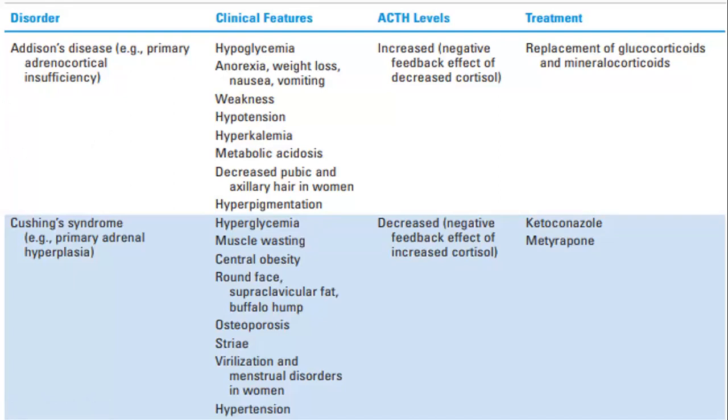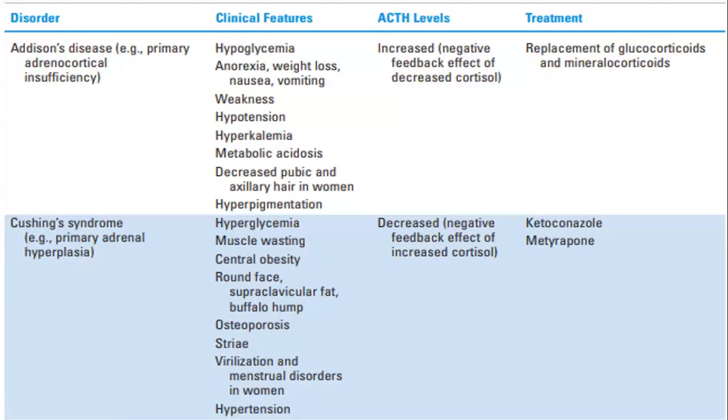Now to compare also, your secondary adrenocortical insufficiency does not exhibit volume contraction or hypotension, hyperkalemia, or metabolic acidosis because, again, there's nothing wrong with your adrenal cortex in this secondary adrenocortical insufficiency. And so this would also mean that your aldosterone levels are normal, unlike in the primary. And other symptoms otherwise are similar to those of Addison's disease.